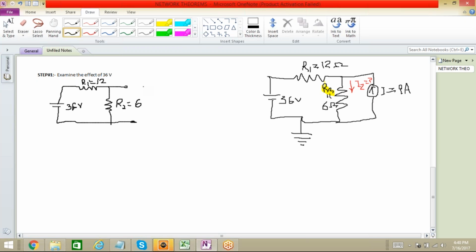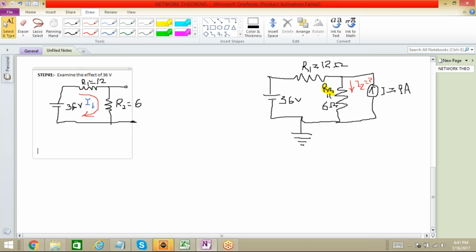Now what will happen? Some current should flow from here, right? Let's say this way. Let me name this current I1. First of all, the same current will flow through R1 and R2. Since right now there is no division of current, these two resistors are actually connected in series, right?